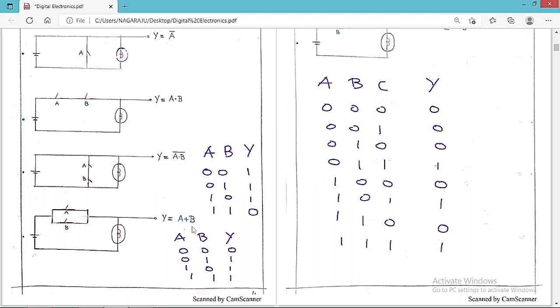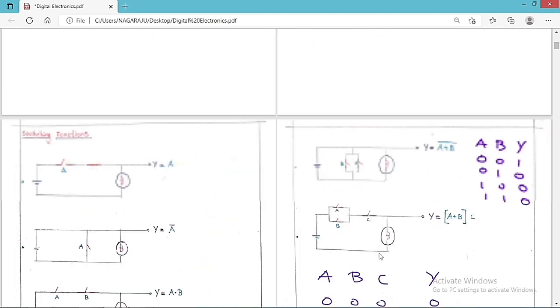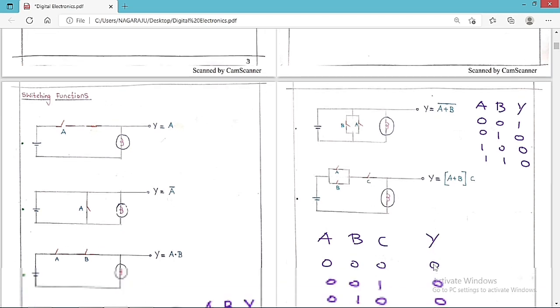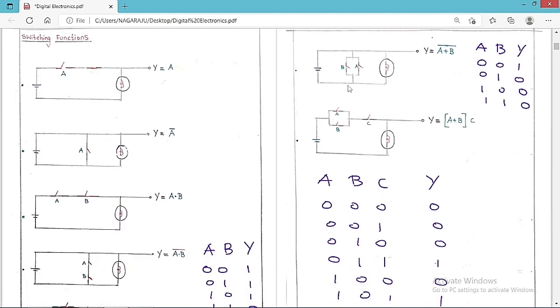So Y is always equal to A or B. You know that in parallel, A or B is what you are going to get. Suppose I keep the parallel switches like this, in parallel with respect to the bulb. Again, whatever equation you got previously, just take the complement. So A or B, whole bar, you are going to get.